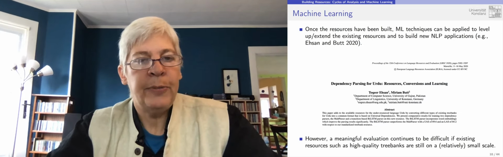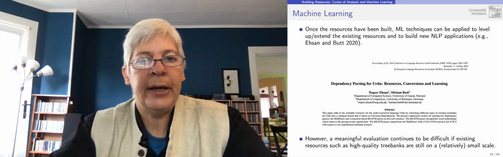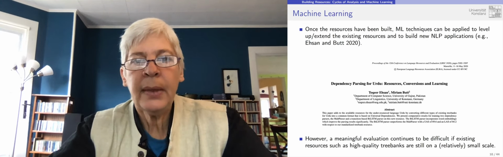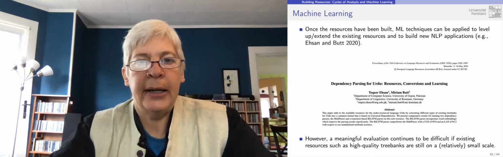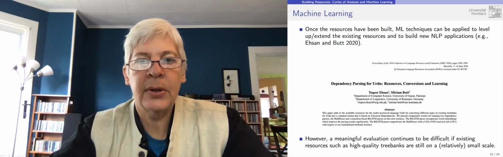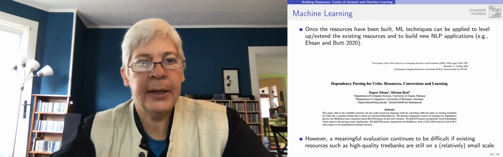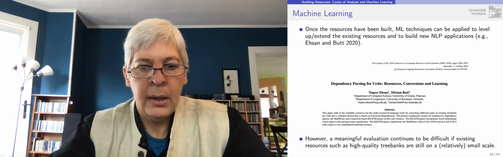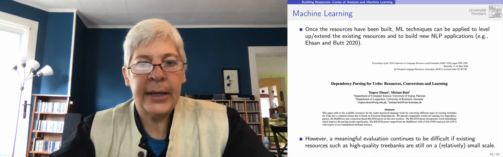So once you've built up these resources via, I haven't talked about this, but I will, either manual or semi-automatic methods, then you can start applying machine learning techniques to level up either the existing resources or to build completely new NLP applications. And with the cooperation in Pakistan, we have been able to do exactly that.